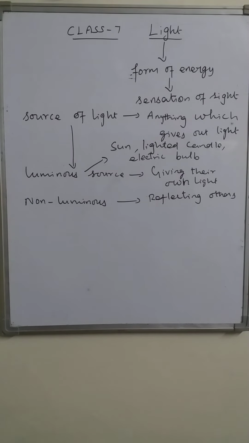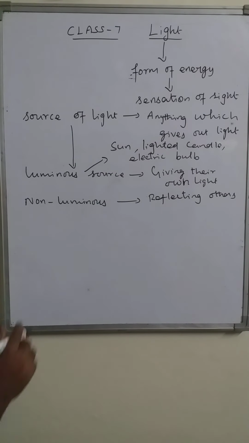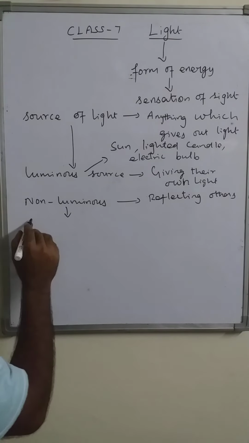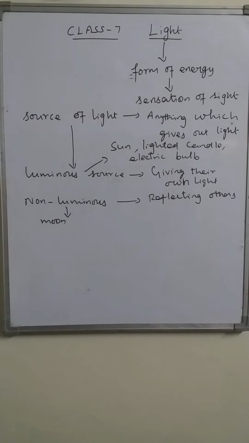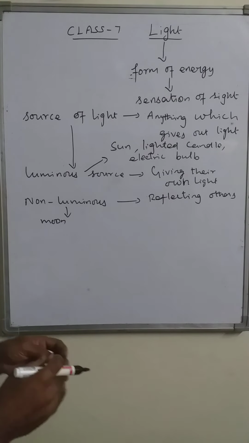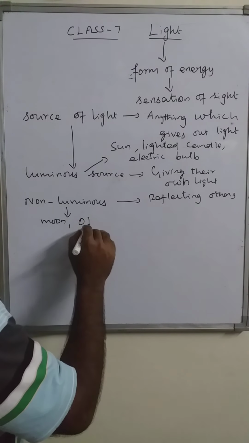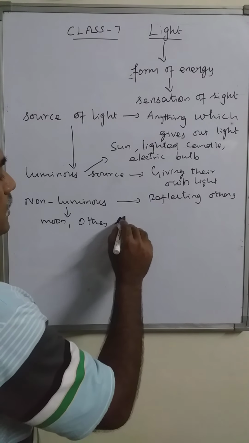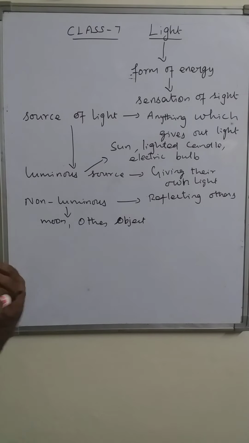Then non-luminous sources: other than these luminous sources, everything is non-luminous. For example, we see the moon in the sky because its surface is reflecting the sun's light towards the earth. The moon and other objects are non-luminous sources. Every object which is visible to us is a non-luminous source.